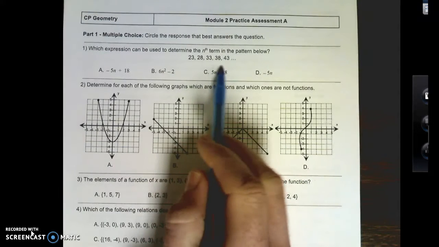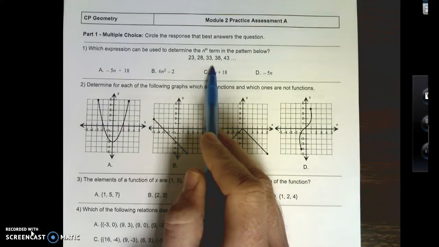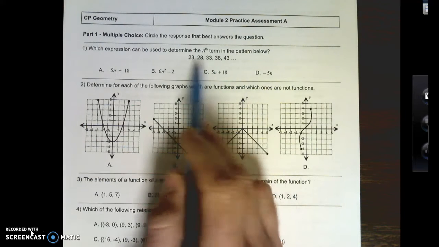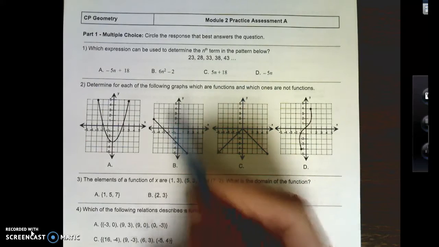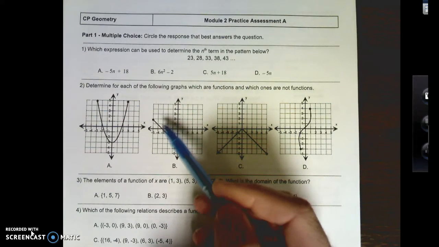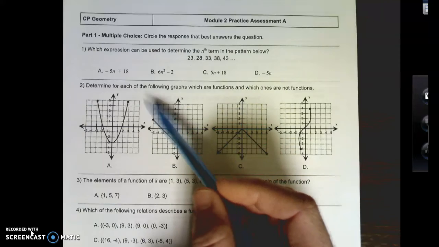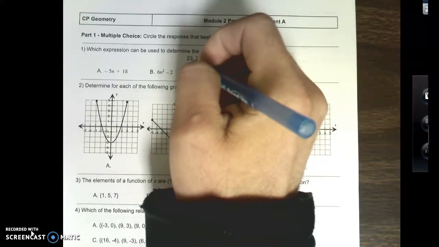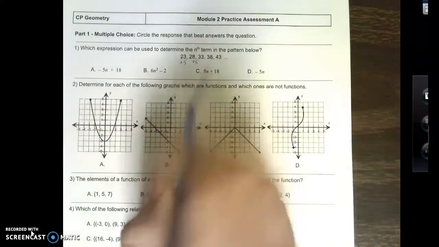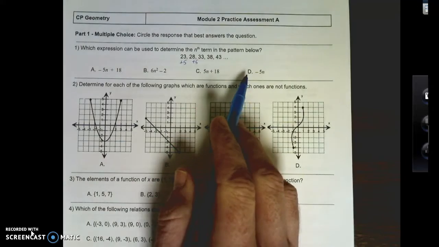So here we have a pattern, okay? 23, 28, 33, 38, 43. What do you notice is happening? Well, it's getting larger. If it's getting bigger, you're either going to be adding or multiplying. So, from 23 to 28, I am adding 5. From 28 to 33, I am adding 5. And you're noticing that I'm adding 5 each time, okay?